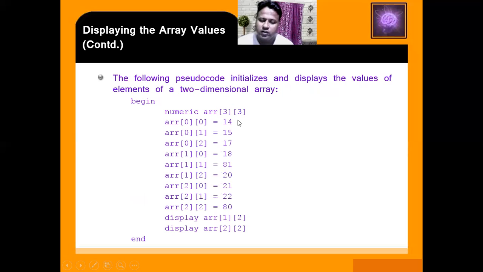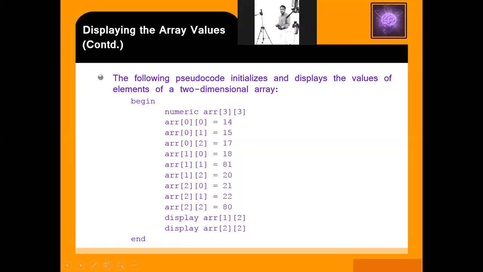Next, we store array elements in 3 rows and 3 columns. Just wait, I will show you on a whiteboard. Just give me a minute.